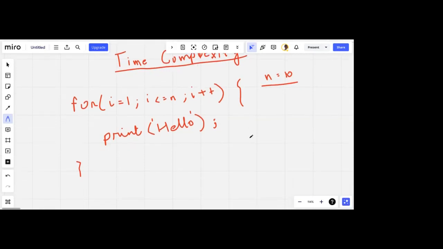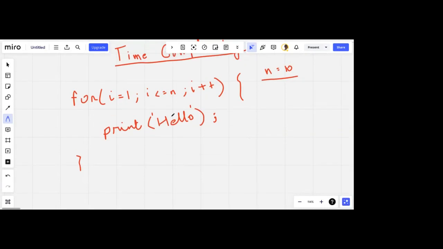Okay, fine. Now guys, see this. Let's see what the different steps in this algorithm are. The first step is to print hello. Whenever we have these kinds of simple statements, let's just assume that it takes 1 unit of time.